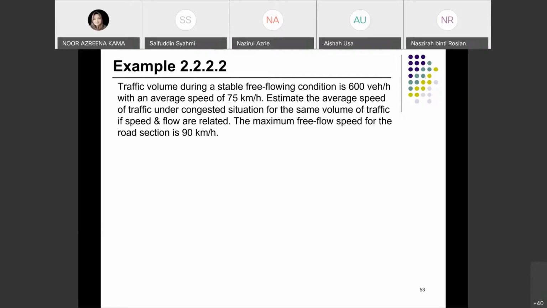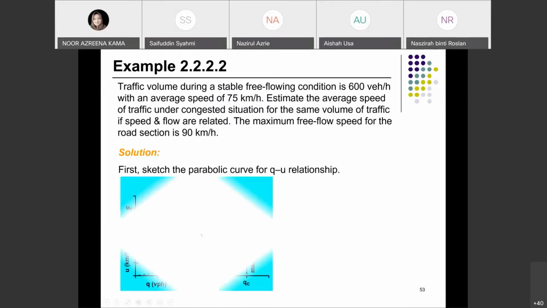Okay, because this is a speed flow relationship, yang ni saya just nak bagi alternatif lah. Alternative solution. Saya rasa yang Saifuddin calculation pun sama macam yang kita akan tunjukkan ni lah. Okay, tak apa, kita pergi dulu, sebab Saifuddin tak share pun lagi dalam group. First you have to sketch the parabolic curve for QU relationship. Speed and flow are related kan? So ini adalah graph dia.